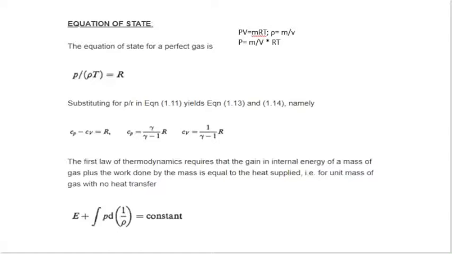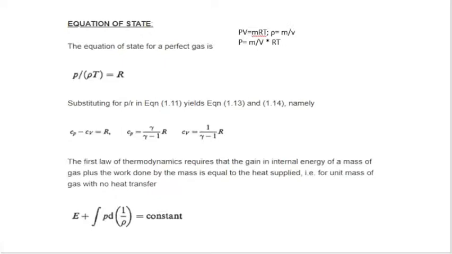Now we have to learn about Cp and Cv. We know, as a thermodynamic relation, Cp minus Cv is equal to R, and Cp is equal to gamma by gamma minus 1 into R, and Cv is equal to 1 by gamma minus 1 into R. So substitute that R value, P by rho T, in those three expressions, and you will get the equation of state expression as Cp minus Cv equal to P by rho T. Thus, the first law of thermodynamics requires that the gain in internal energy of a mass of gas plus work done by the mass is equal to Q, that is the heat supplied.